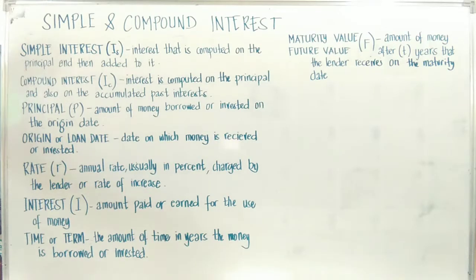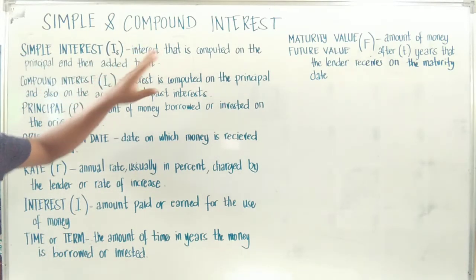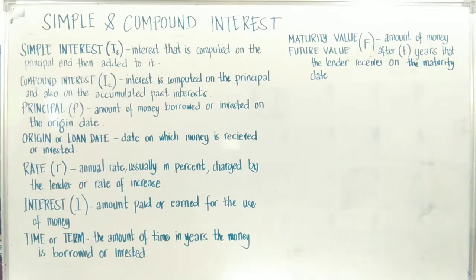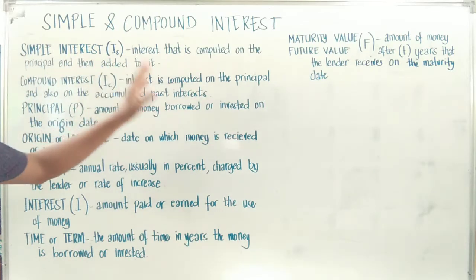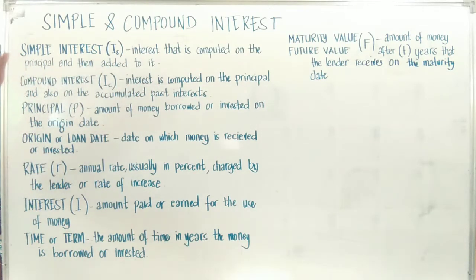So simple and compound interest. By definition, simple interest is denoted by I sub s, or you can denote it as any variable you want. A simple interest is an interest that is computed on the principal and then added to it. Then we have your compound interest, denoted by I sub c, which is the interest that is computed on the principal and also on the accumulated past interest.